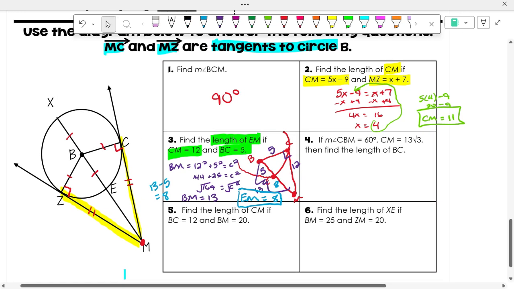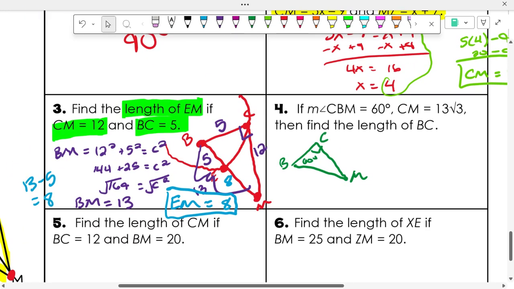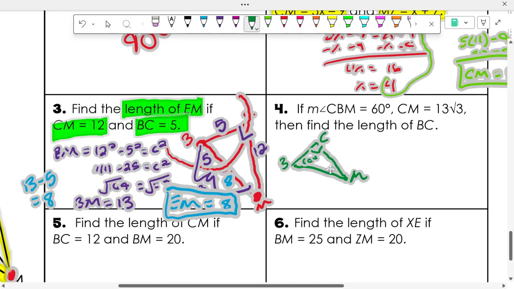All right. So if angle CBM is 60 degrees and CM is 13 square root 3, find the length of BC. So I'm just going to draw this triangle. BCM, it says that CBM is 60 degrees. So if this is 90 and this is 60, what's the other angle?